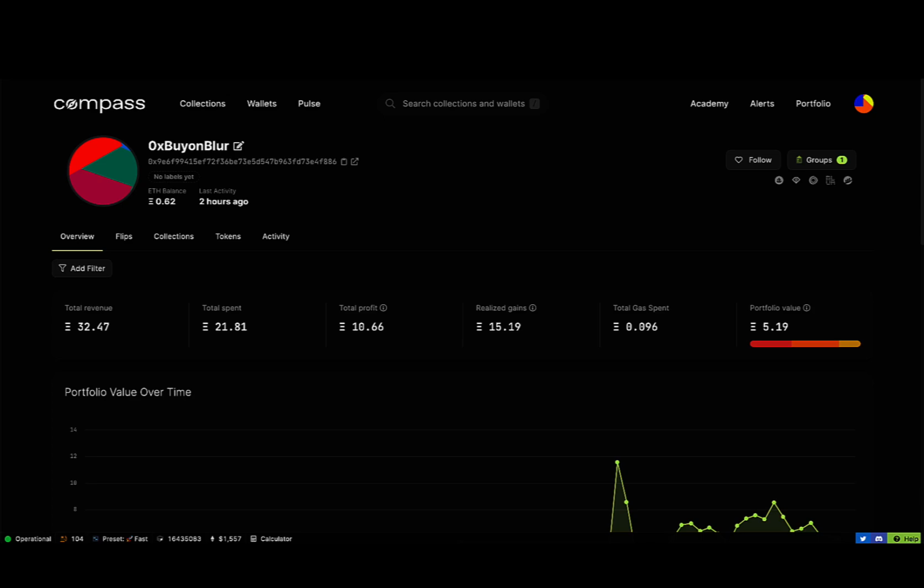Right, so let's have a look at how Compass can help you surface strategies of a trader. Right here we have some general overviews. We can see that this is a profitable wallet. We can see the portfolio value broken down into liquidity bands.